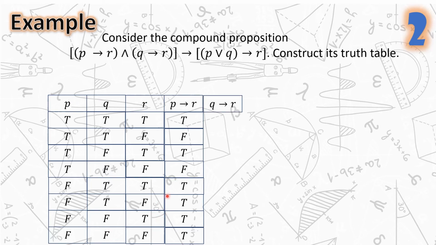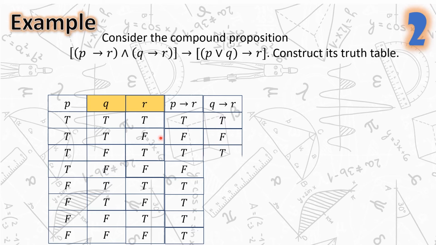For the next part, we will have Q implies R. Now focus our attention at column Q and column R. This time, Q is the hypothesis, R is the conclusion. So for this implication to be false, Q must be true and R must be false. On the first row, this is true.